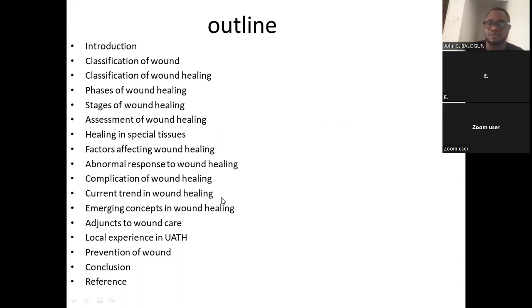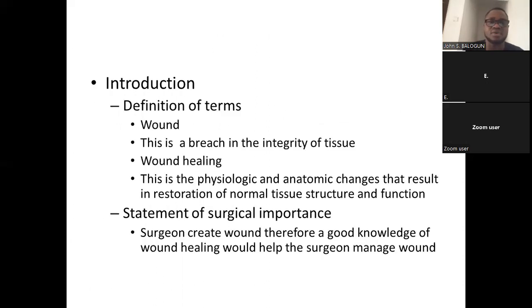Now, this differs from an ulcer, where an ulcer is a breach or discontinuity of an epithelial lining. What this simply means is that all ulcers are wounds, but not all wounds are ulcers. Take for instance, if there's an injury to just only the skin, it can be considered as an ulcer. If the wound extends beyond the skin, involving the fat layer and the muscle layer, it is considered as a wound.